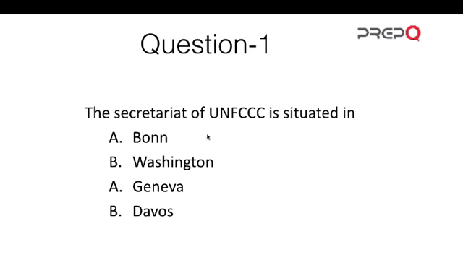Question 1. The Secretariat of UNFCCC is situated in. The correct answer is Bonn, which is situated in Germany. Now, UNFCCC basically stands for United Nations Framework Convention on Climate Change. We will talk about it shortly.